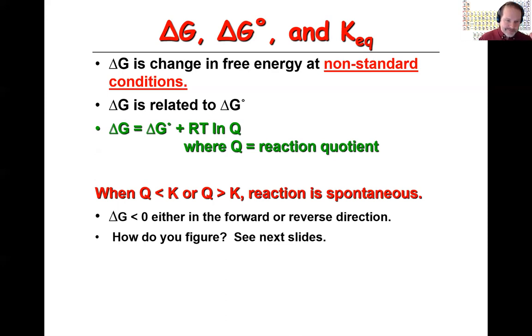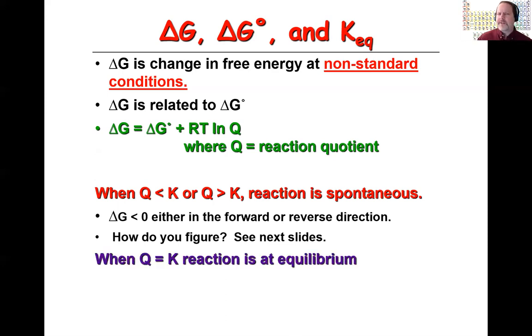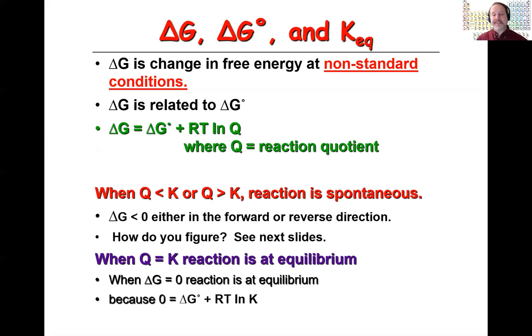So how do you figure this out? Coming up next. All right, what about if Q is equal to K? Well, if Q is equal to K, then our delta G, we're going to say is 0. We're at equilibrium. And if that's the case, then 0 equals delta G naught plus RT ln of K. If I solve this equation by subtracting RT ln of K from both sides, you can see that I get delta G naught equals negative RT ln of K. So I'm able to derive that first equation that we talked about a few minutes ago.